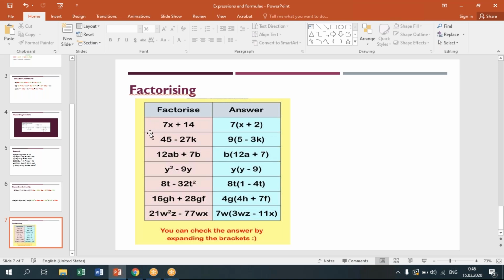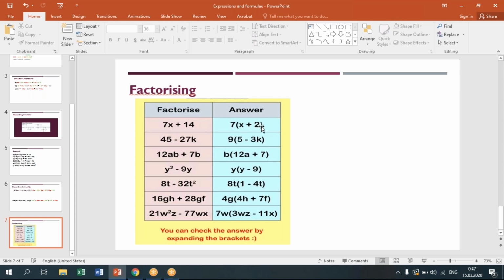We have to look at the digits, at the numbers which we have. We have 7x plus 14. 7 and 14. What is the common factor for these two numbers? 7 and 14, both of them divisible by 7. That's why the common factor is 7. We don't have any other variable. That's why we will write 7 before the bracket, and we will open the bracket. Then 7x divided by this 7 will be just x. 14 divided by 7 will be 2.